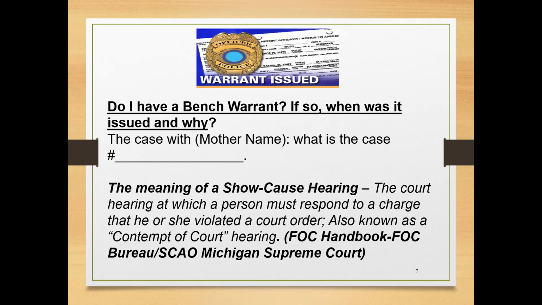And then you want to know the mother's name on the case, because it could be for the new woman that you have or the old woman that you had. Or man, basically, meaning that sometimes I do have some women as well. And the court has sent out a show cause to show why you were not paying child support. And if you don't show up, they can send out a bench warrant.